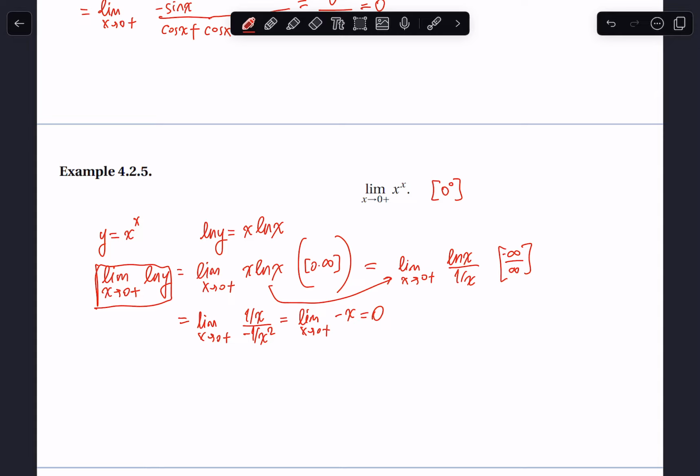Which means that if the limit of the ln is 0, then let's write it this way: ln of the limit as x goes to 0 from the right of y is 0. From this one we can take the limit inside, and since this is 0, this number should be 1, right? So ln of 1 is 0, so the limit of x to the power x as x goes to 0 from the right is 1.